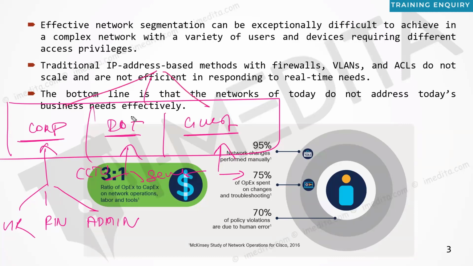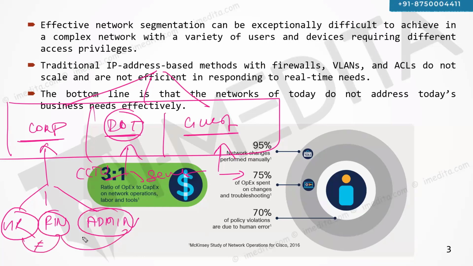So how are we going to have effective segmentation between the corporate users, and the differentiation between the IoT, guest, and corporate? In the corporate also, we have HR, finance, and admin. How are we going to have a policy that HR cannot communicate with finance, finance cannot communicate with admin, but HR and admin can communicate? We can have different types of policies. So how are we going to do all that?